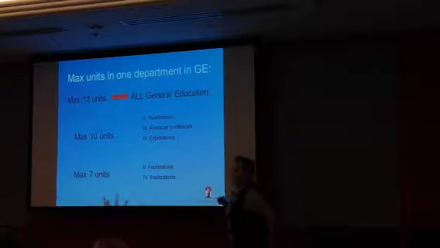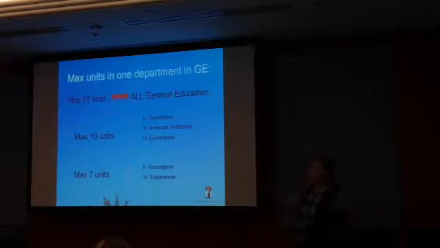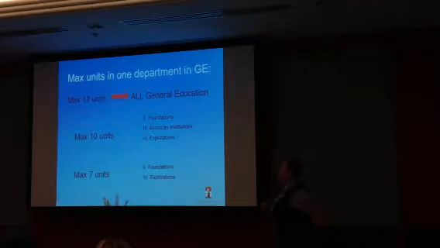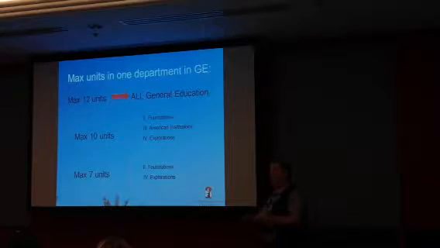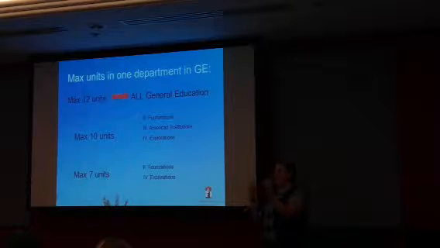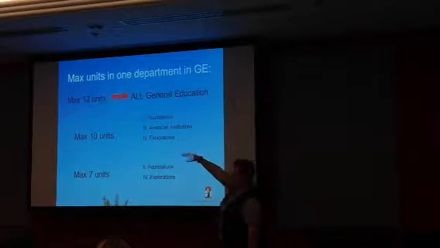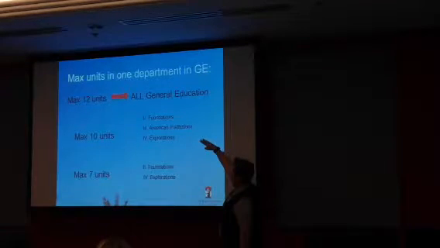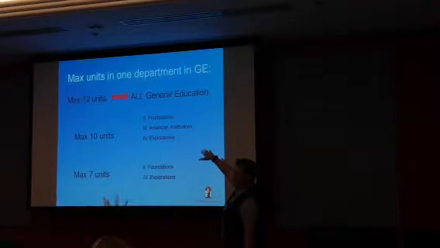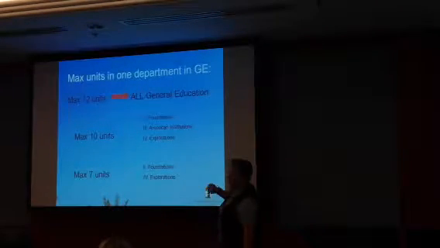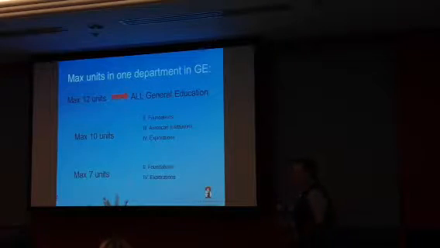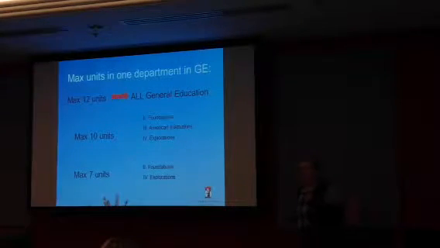So when I say all of GE, let's use anthropology as our example, you can't take more than 12 units across all of GE. When I say all of GE, I'm talking about communication, critical thinking, foundations, American institutions, and explorations. Okay? And then the next rule is 10 units. No more than 10 units across the 3: foundations, American institutions, explorations. And then the 7 units is no more than 7 units across foundations and explorations. Does that make sense? We're going to go through some examples, so it might start to click as we go through those.